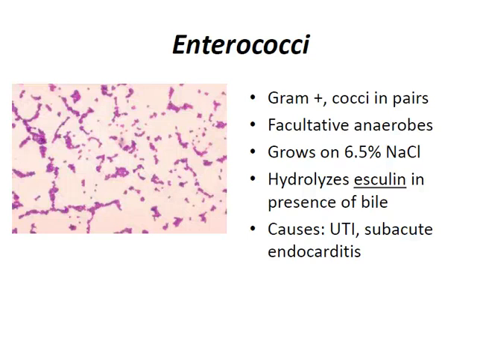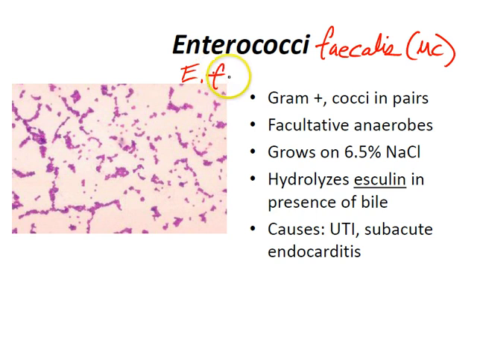Now, there are two species commonly found in the human GI tract. That is Enterococcus faecalis, which is the more common type and least likely to be resistant to vancomycin. And then there is Enterococcus faecium, which is less common and more likely resistant to vancomycin. So faecalis and faecium.